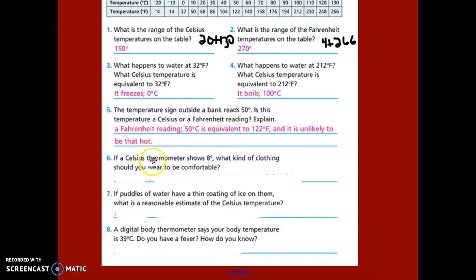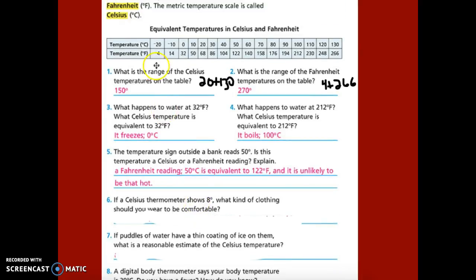If a Celsius thermometer shows 8 degrees, so our Celsius shows 8 degrees, so right between these two, what kind of clothing would you want to wear to be comfortable? So look over here at the Fahrenheit. If you were here, what kind of clothing would we wear here in the United States? Now remember, this is freezing. So what kind of clothing would you use? And the answer is you'd want warm clothing, something long sleeves because it's cold. Not as cold as it can get, right? It can get really cold, but it is still cold.